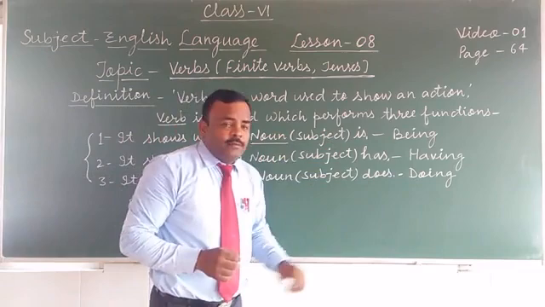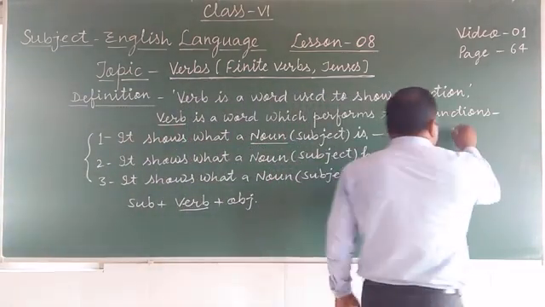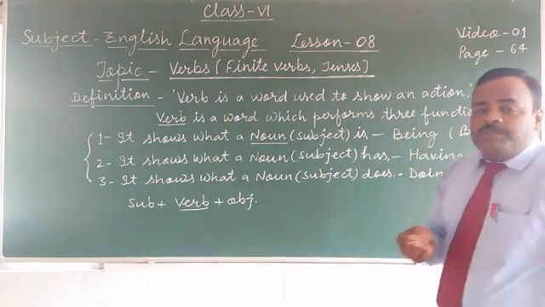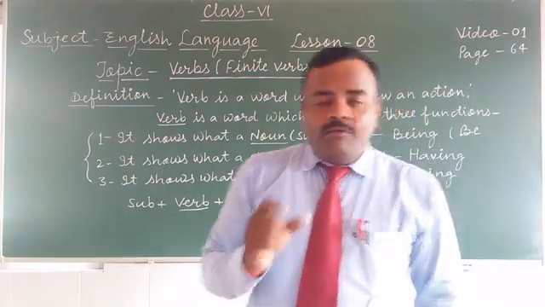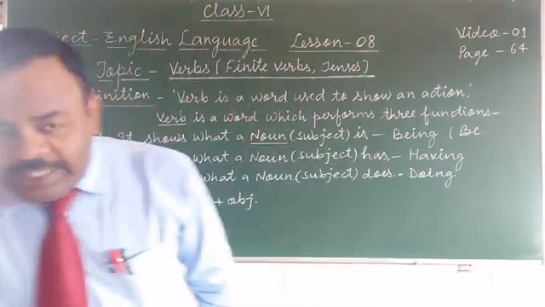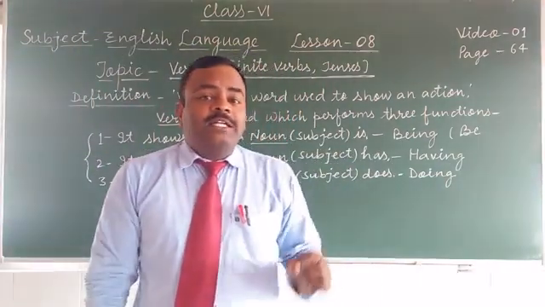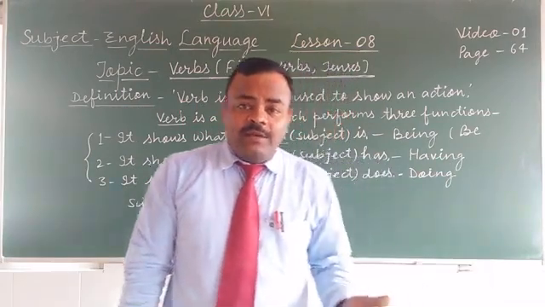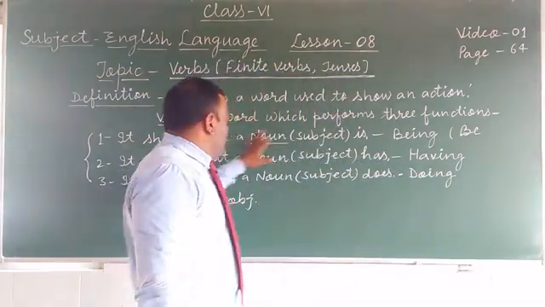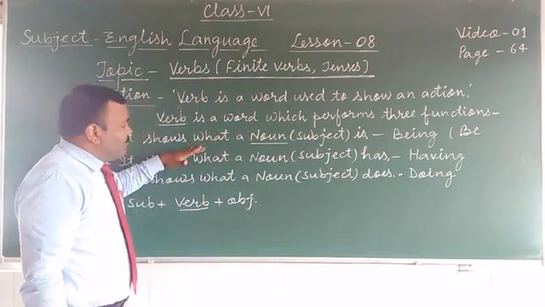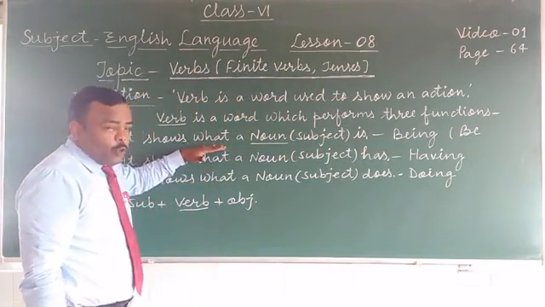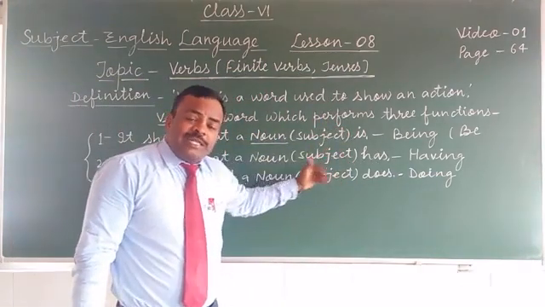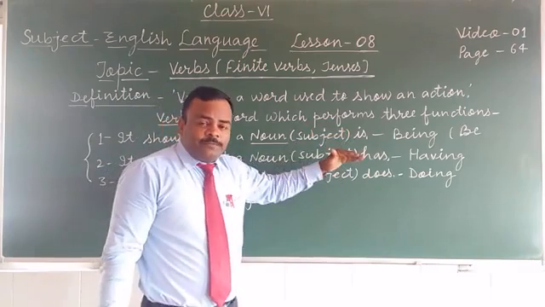So it shows what a noun is, which is called being, or the be verb. In the be verb we use is, am, are, was, were. For example, Ravi is a teacher. So what is Ravi? A teacher. So the first function of the verb is that it shows what a noun, what a subject, is.